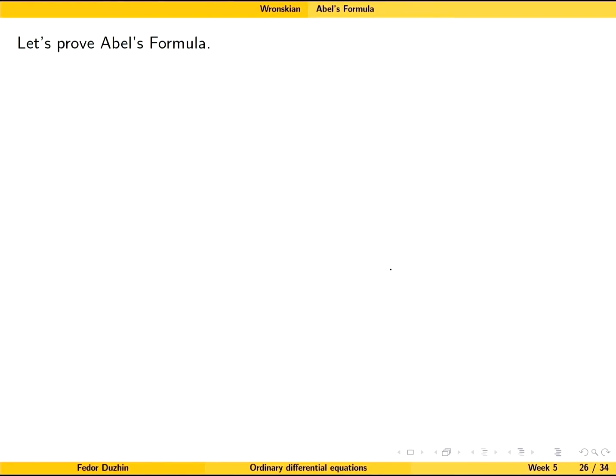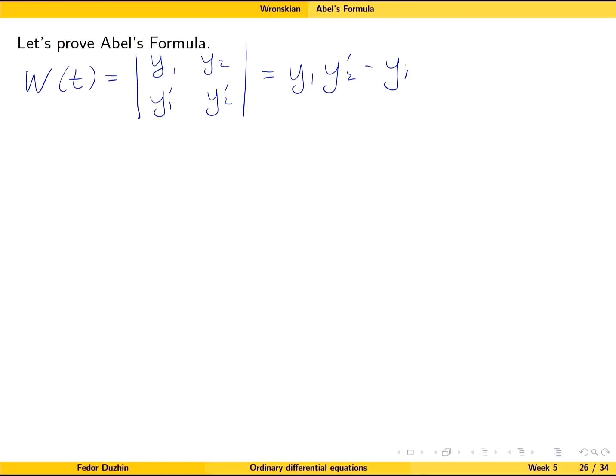First, some preparatory work. I'm going to write down what the Wronskian is. So the Wronskian as a function of t is the determinant. By this straight line, I mean the determinant. So this is the determinant of the matrix y1, y2, y1 prime, y2 prime. So this is y1, y2 prime minus y1 prime, y2.